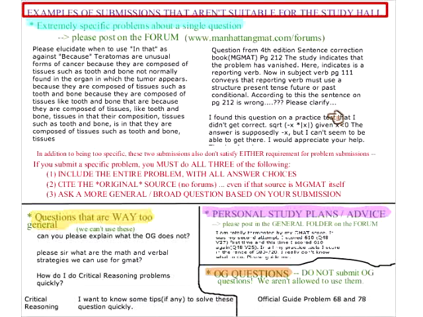Even if it's a Manhattan GMAT problem, you still have to tell us that, because there are something like 3,000 Manhattan GMAT problems, and we don't know them all by memory. So please always tell us a source, even if it is ours.